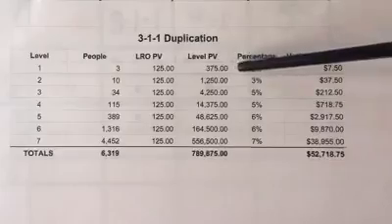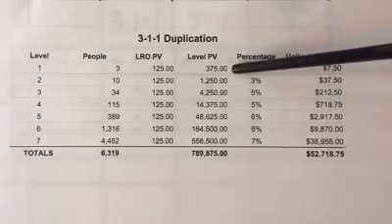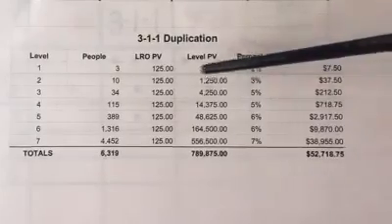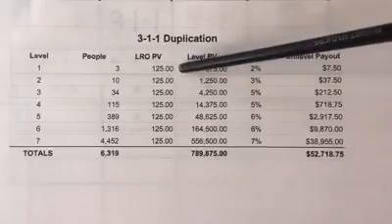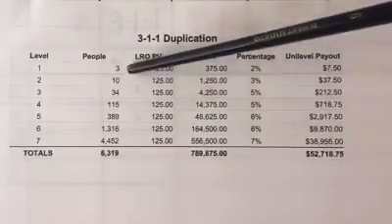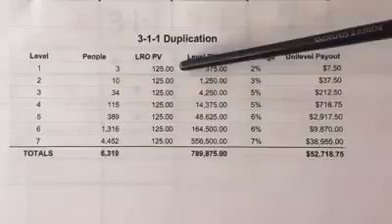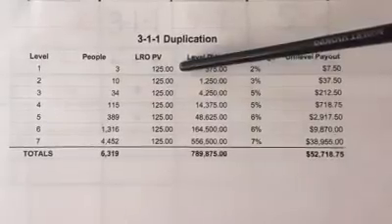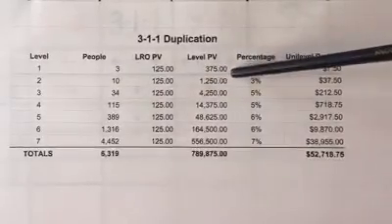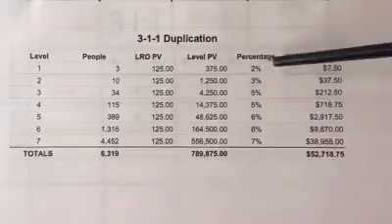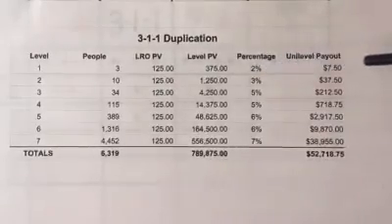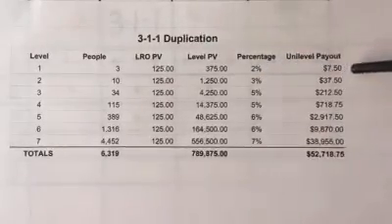And this is showing you the PV. So this is the times 125. So 3 people times 125 is 375 PV times 2% equals, this is your payout in the unilevel.